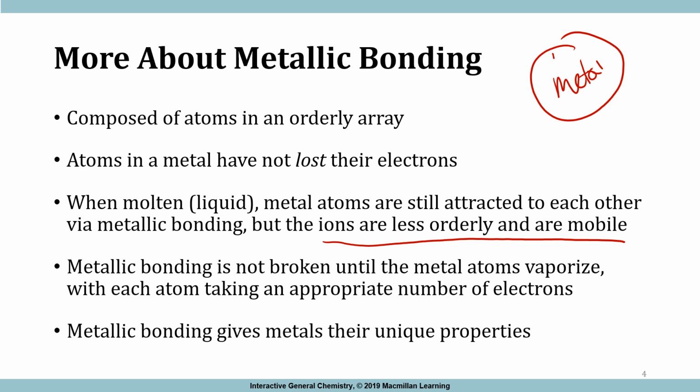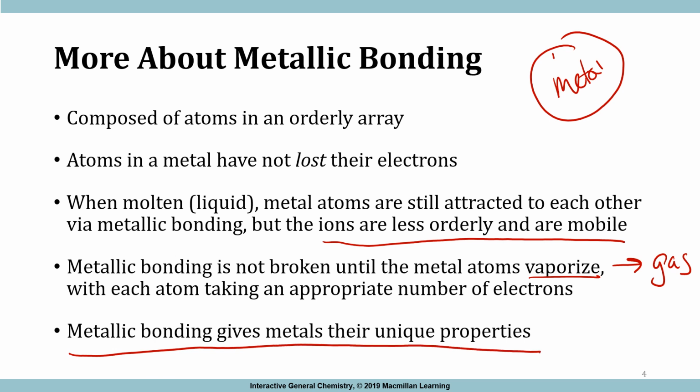Also, metallic bonding is not broken until the metal atoms vaporize, meaning that it goes from a liquid to a gas, with each atom taking an appropriate number of electrons. And then lastly, metallic bonding gives metals their unique properties. So if you compare different types of metals to each other, their properties are vastly different. Just compare the melting points and boiling points between them. That's just one part of them that makes them so different from each other.